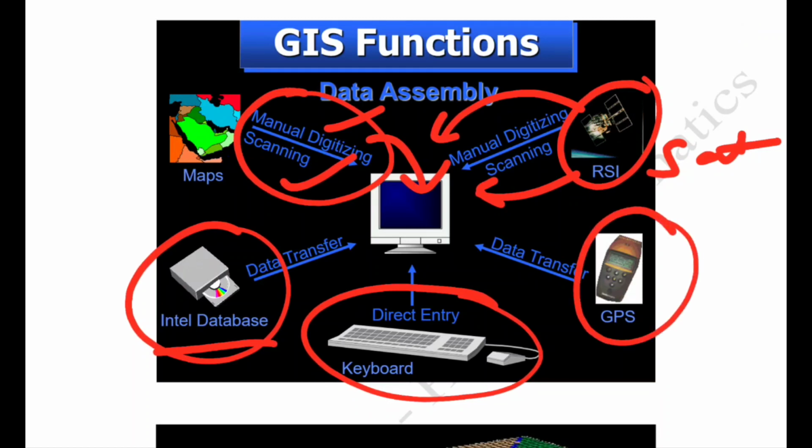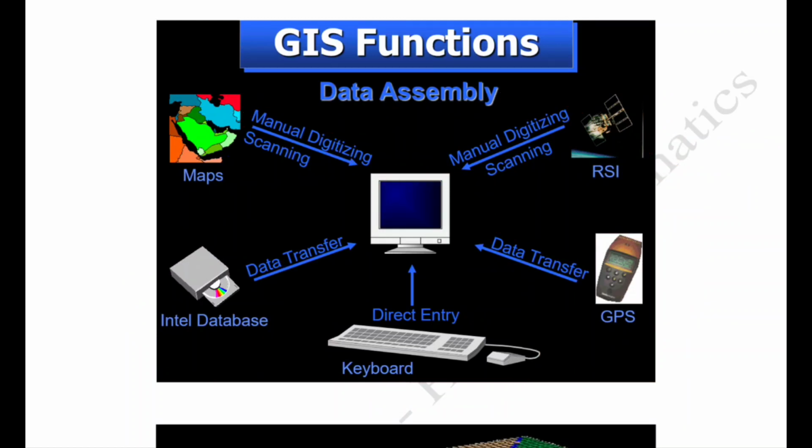And that is another data format, GPS, which provides 3D coordinates, and that data can be directly transferred to the software. As we already studied in Unit 1, GIS software accepts data in digital format. So whatever is in non-digital format, we have to convert into digital format. For that, we already know we can use manual digitizing or scanning.